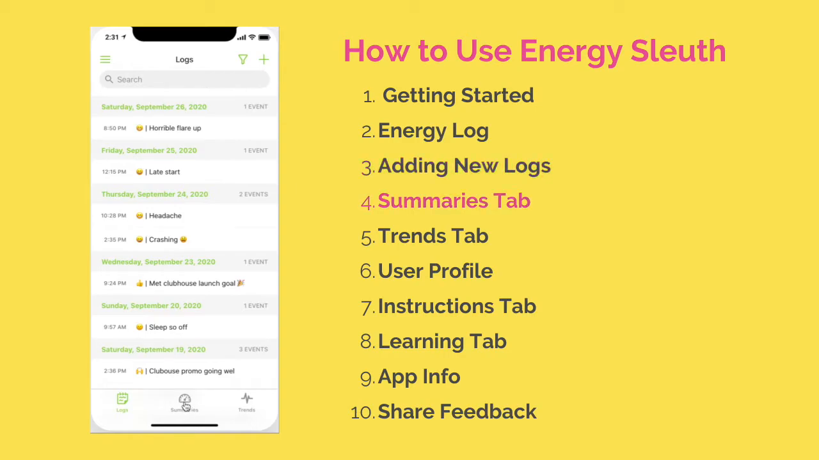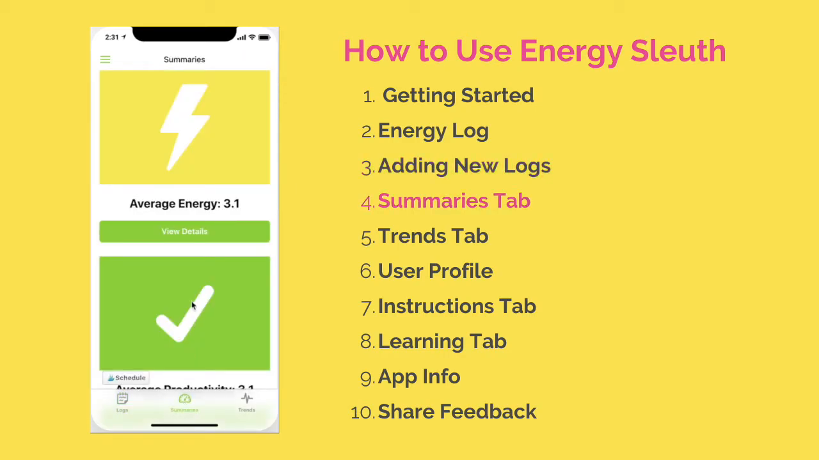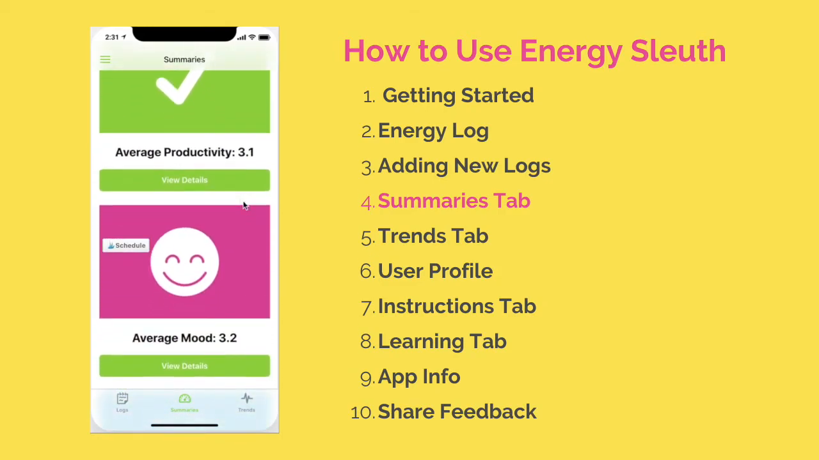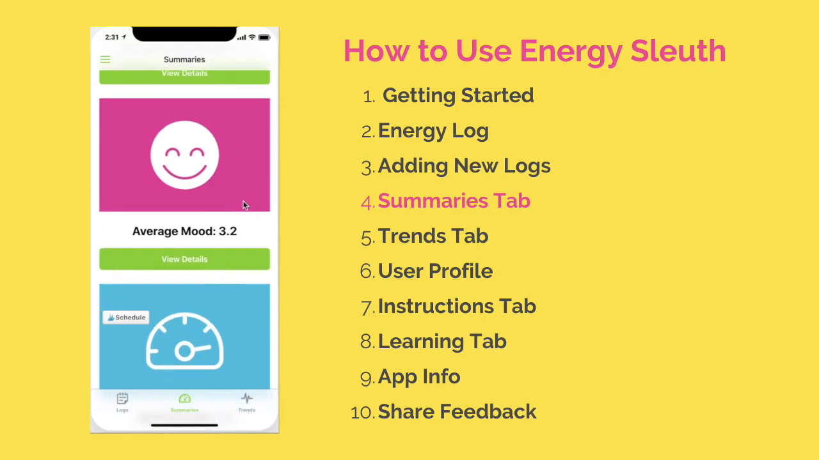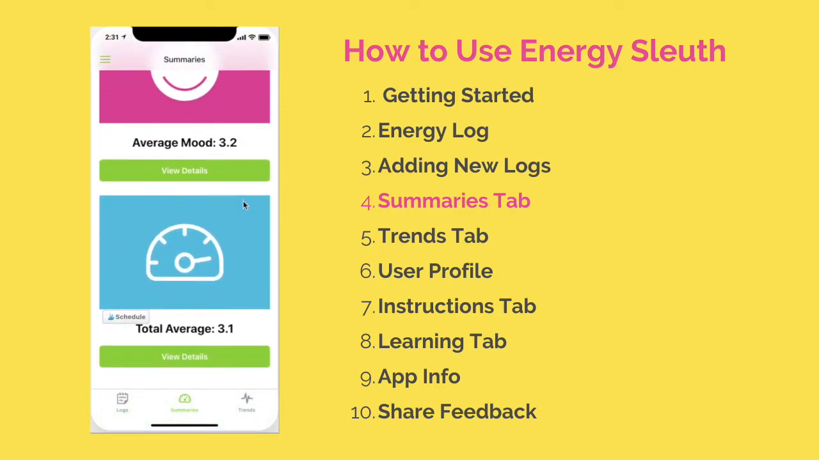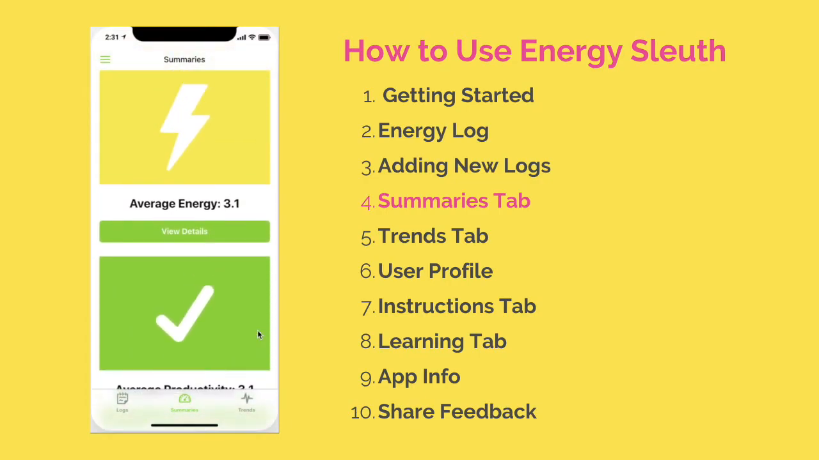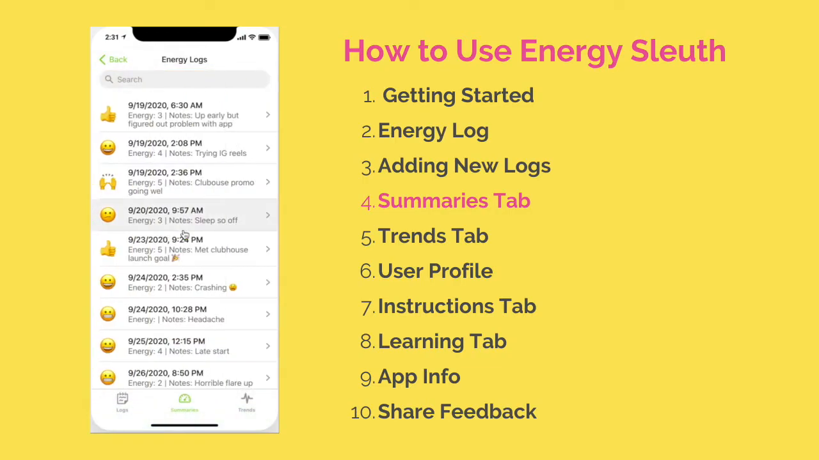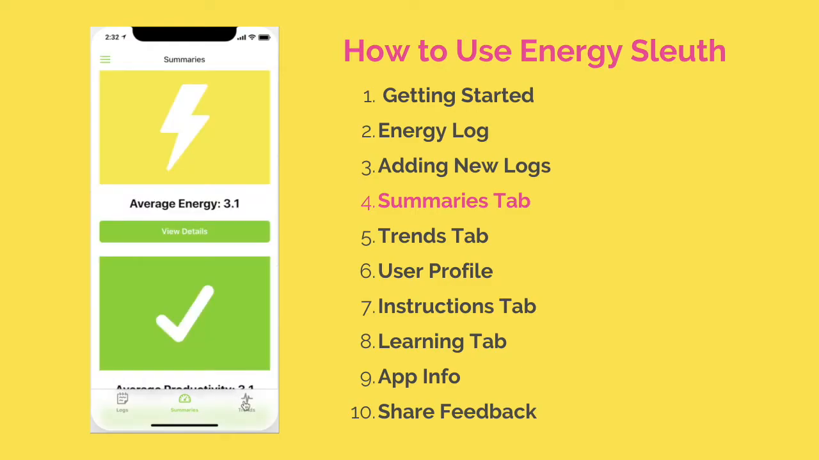Next, there is the summaries screen, which shows you a breakdown of your scores in each category. You can see my average energy is a 3.1. Same with productivity. My mood is a little bit better because even when I'm tired, I'm happy. And that brings my overall average to 3.1. And then I can click on any of these view details buttons to view a specific breakdown of entries in that category.